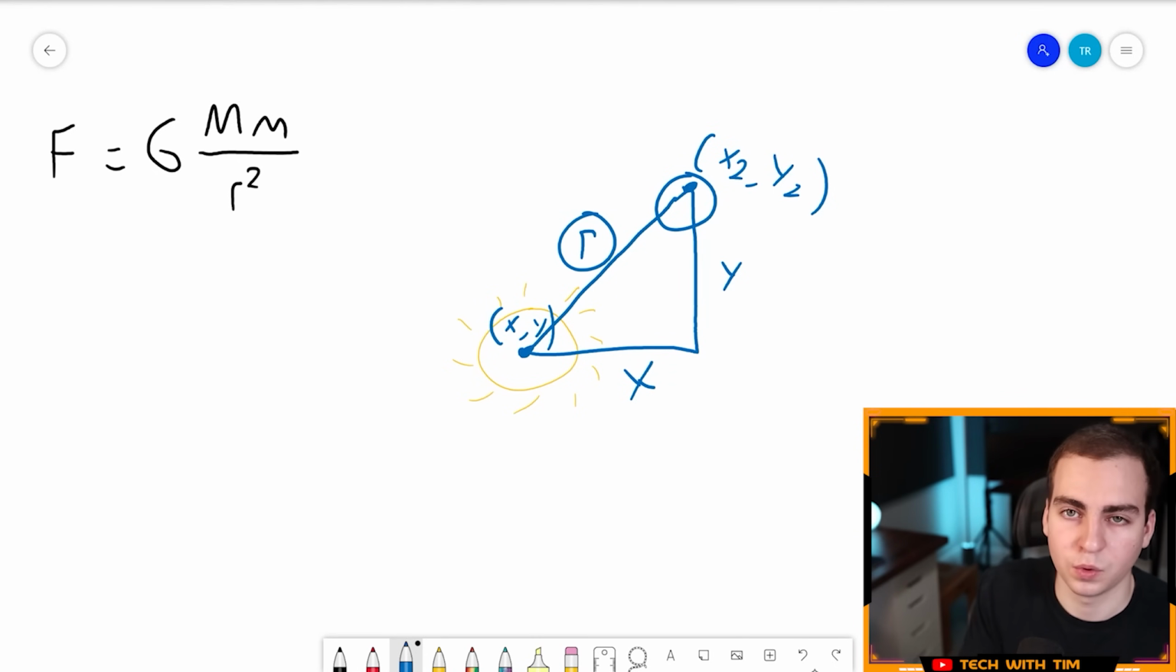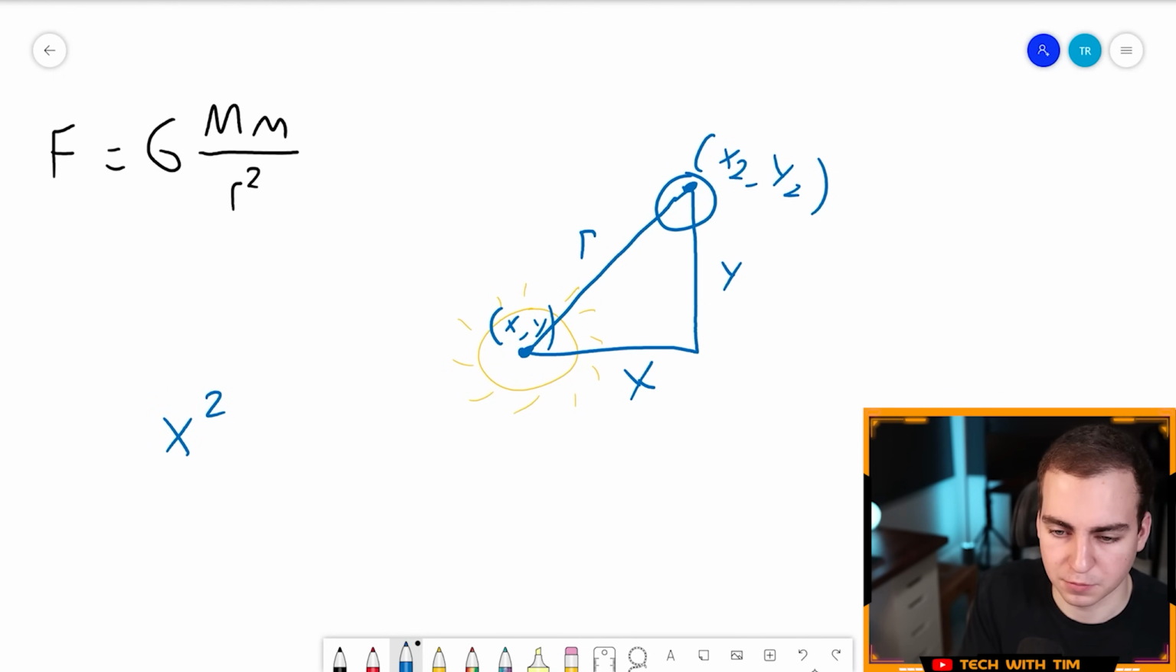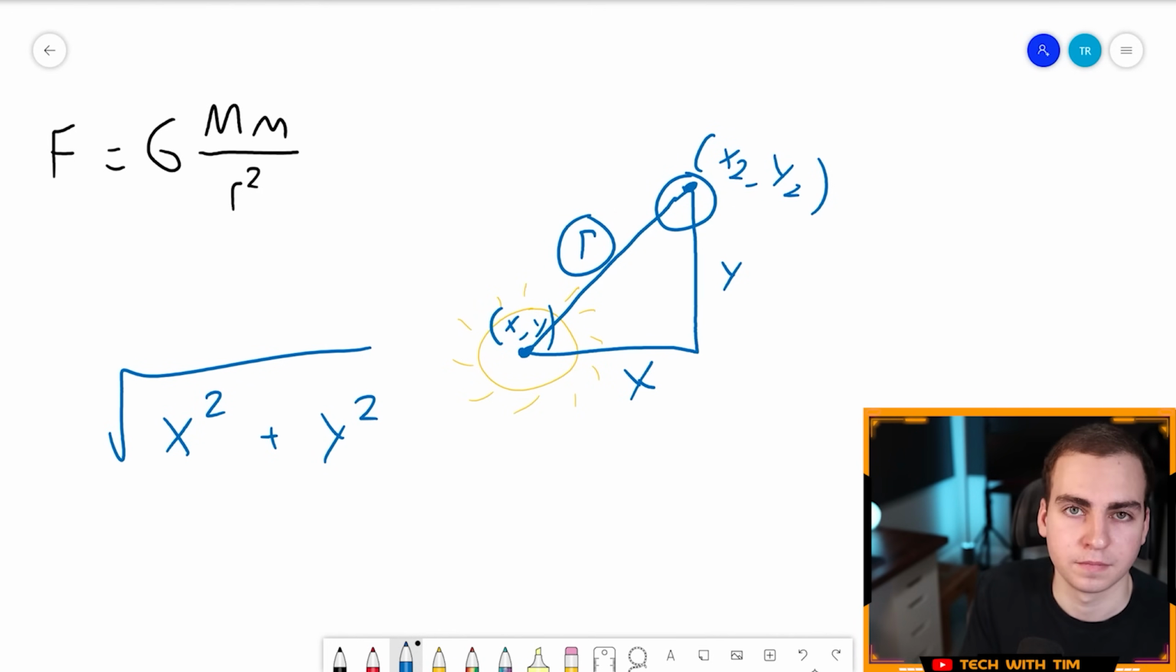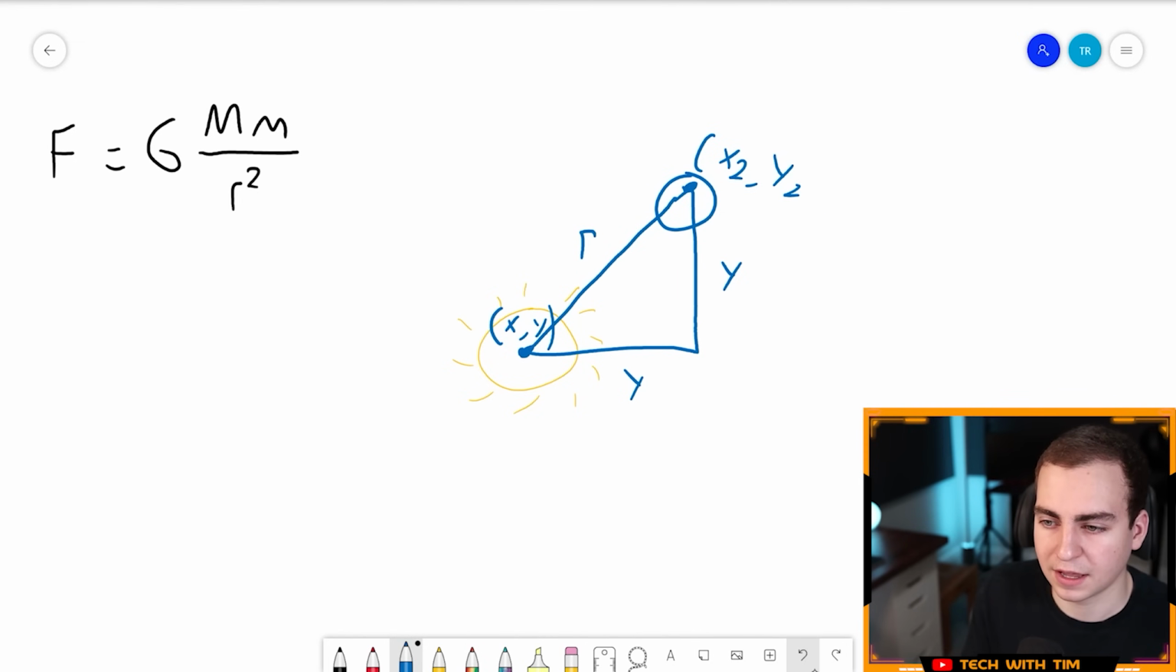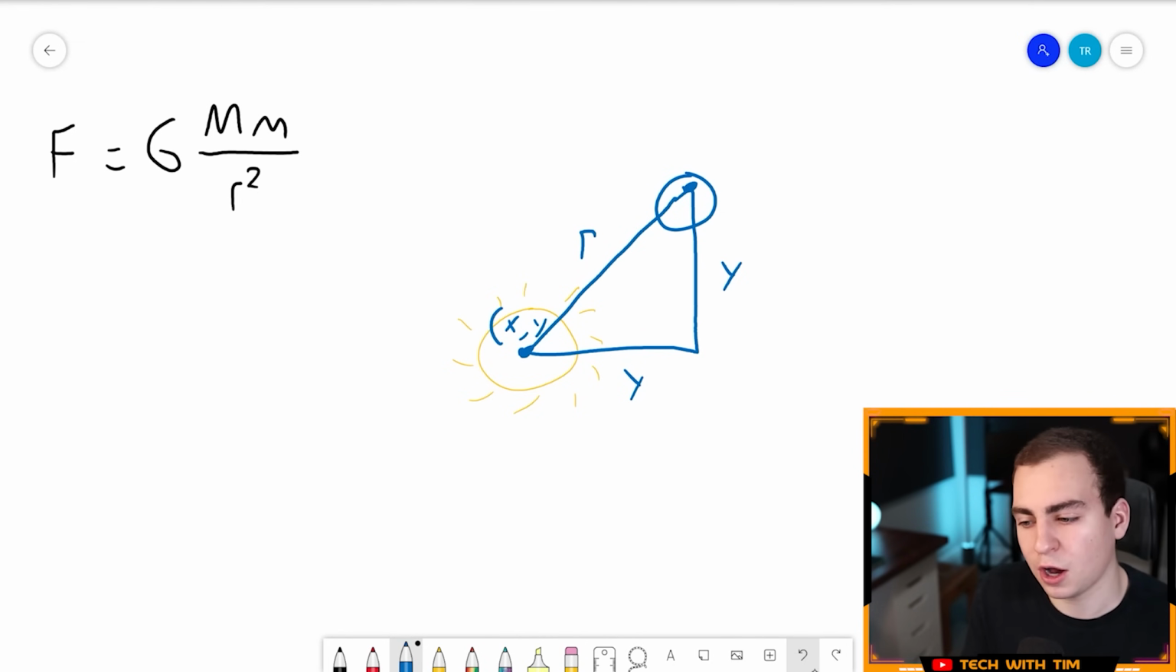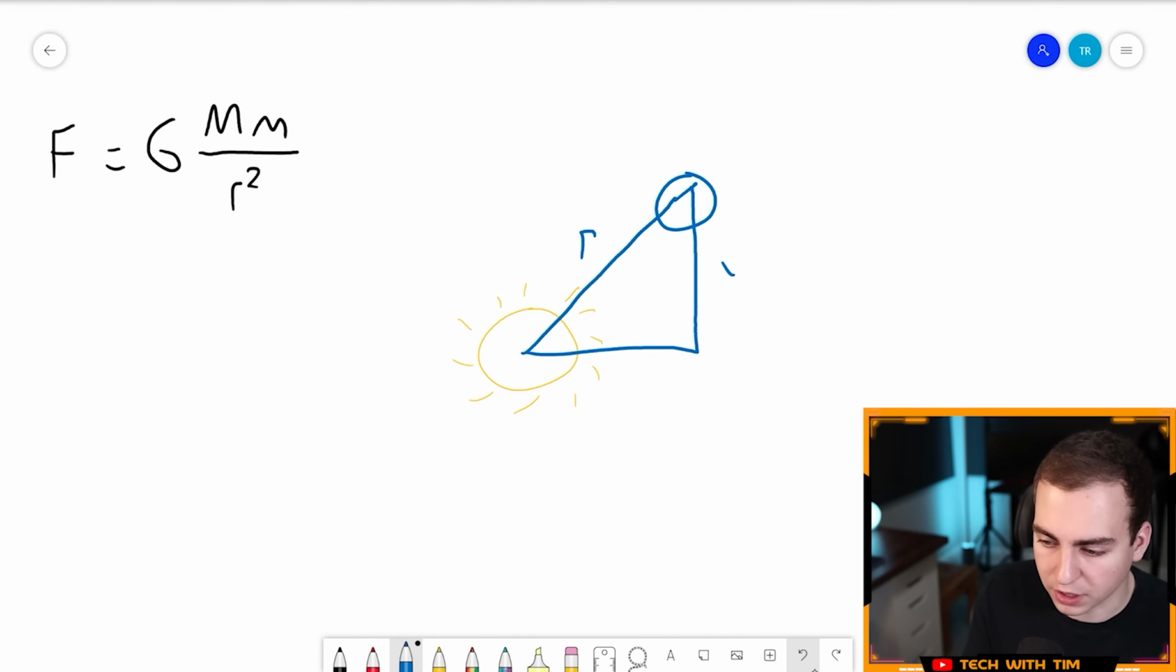And then to figure out what r is relative to our right triangle here, what equation do we use? Well, Pythagorean theorem. I know I completely butchered that name, but it's going to be x squared plus y squared. Take the root of that, and that's going to give us r. Okay, so we are able to calculate r. So once we do that, we calculate the distance, then we're going to calculate the force, and then we need to go in the opposite direction from the force back to the x and y components.